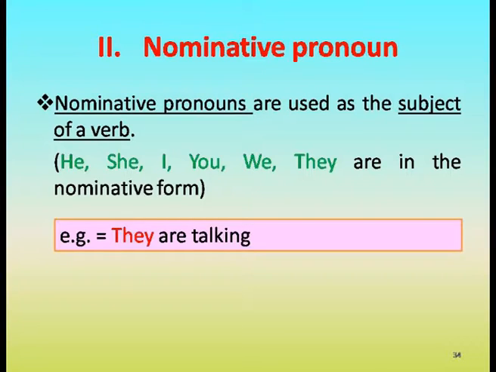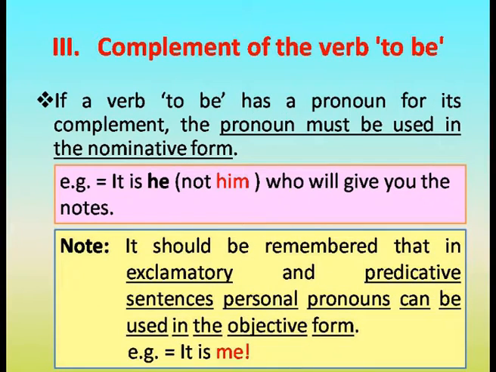Nominative pronouns are used as the subject of the verb. She, I, you, we, they are in the nominative form. They are talking. Complement of the verb to be: if a verb to be has a pronoun for its complement, the pronoun must be used in the nominative form. It is he, not him, who will give you the notes. Note, it should be remembered that in exclamatory and predicative use, the personal pronoun can be used in the objective form. It is me.